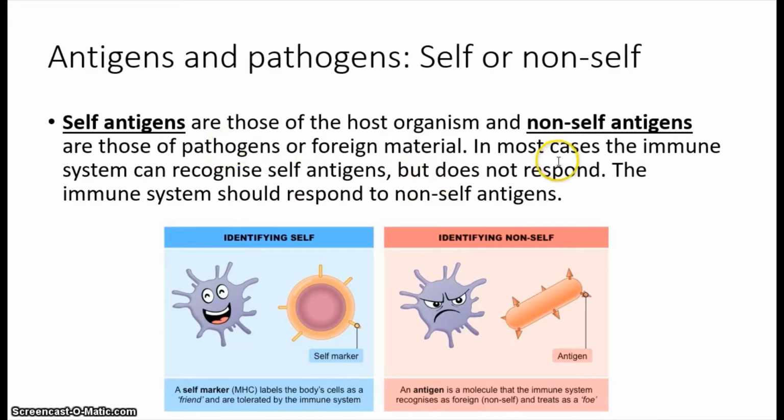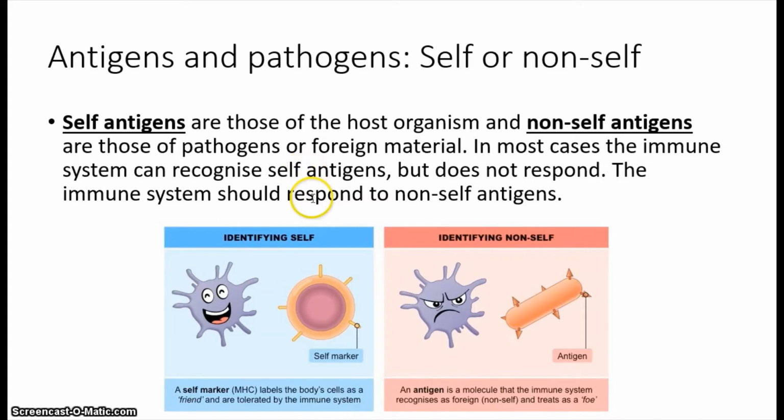In most cases, the immune system is able to recognize self-antigens and does not respond. We don't want our immune system causing inflammation or causing some sort of damaging response to our own body. That would be quite harmful. But obviously, and you might have heard of autoimmune diseases, these are when the immune system does respond to particular self-antigens, and then we begin to have some sort of problems here.